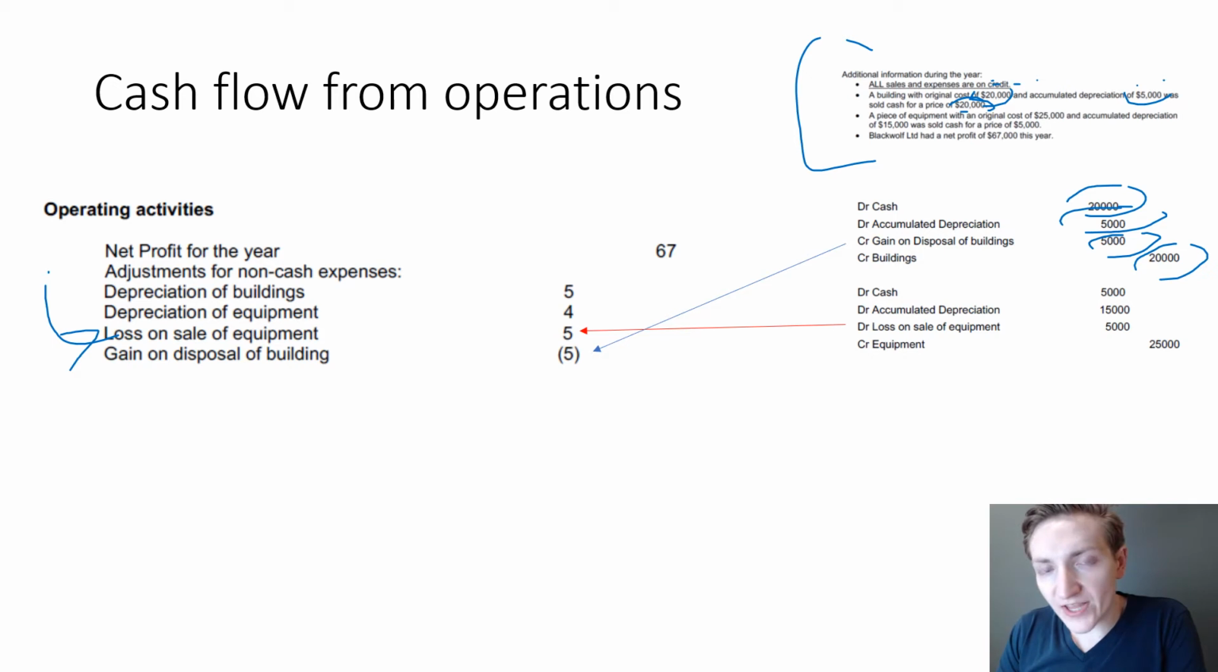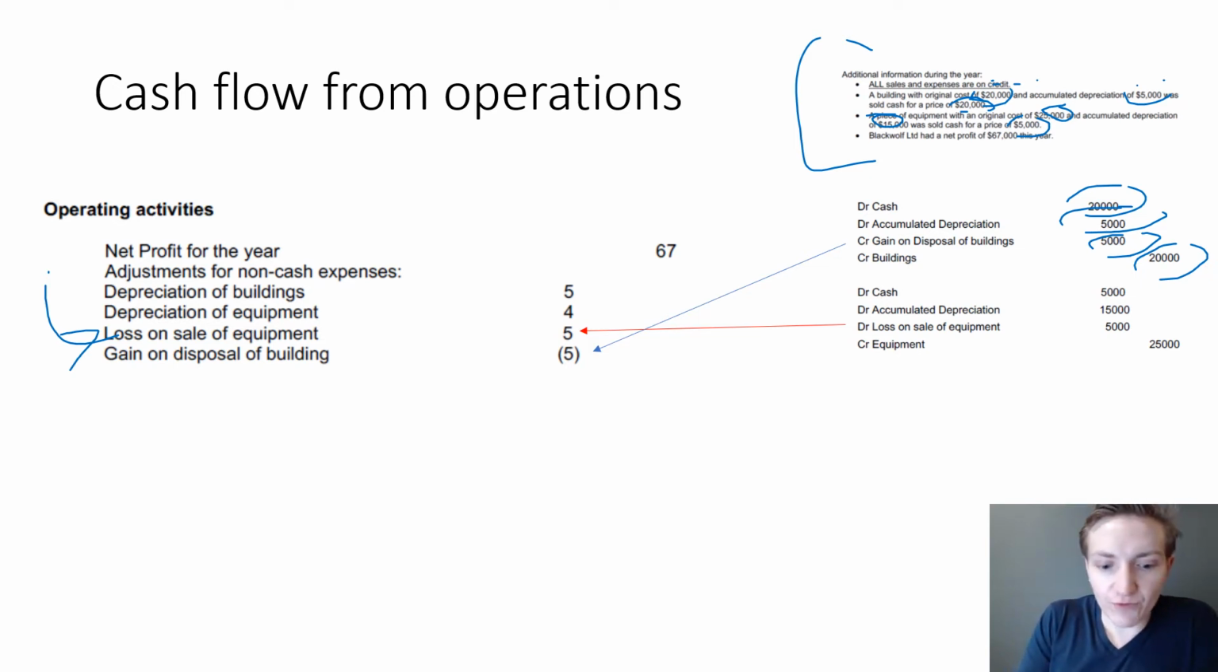Now what we can then look at is the equipment. Now with the equipment, what are you told? Well, you're told here a piece of equipment with an original cost of 25k, accumulated depreciation of 15, was sold for a cash price of 5. So what you know here is there's going to be a debit cash 5. You know there's going to be a credit to your equipment of, in this case, 25. And you know here that there was accumulated depreciation of 15, so there'll be a debit accumulated depreciation of 15. So your total debits so far sum up to 20, your total credits sum up to 25. This therefore means you must have had a debit loss on sale of 5k here.